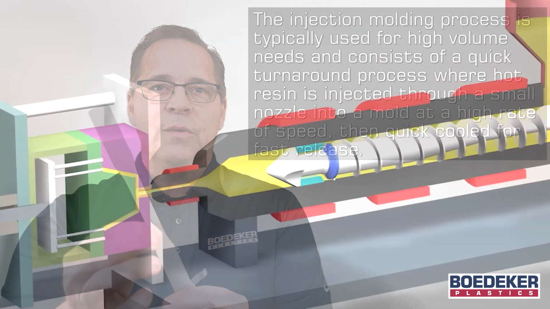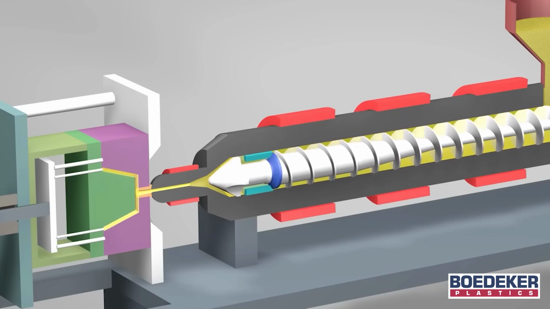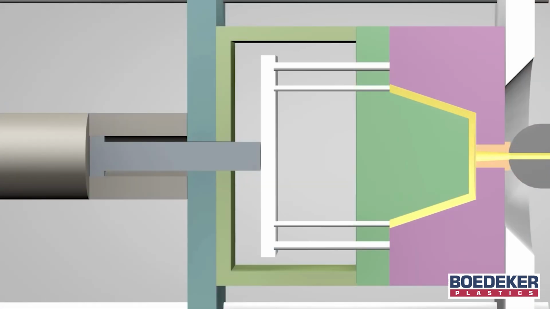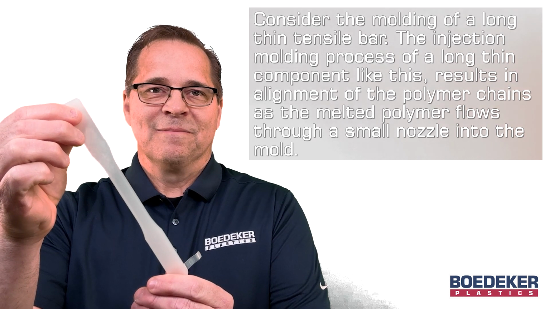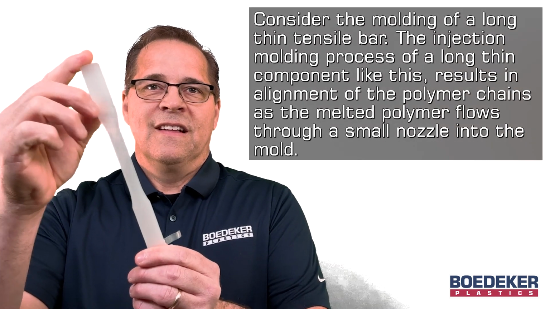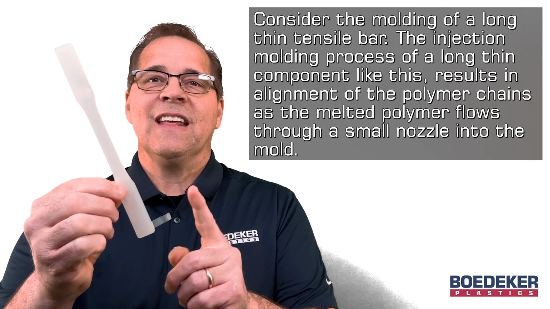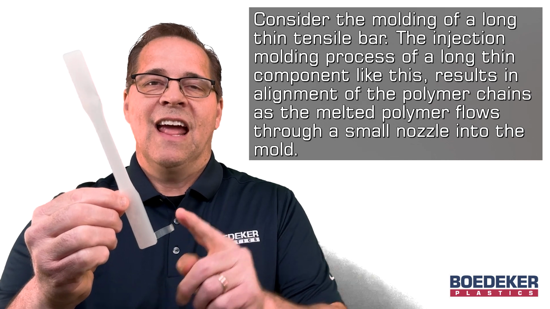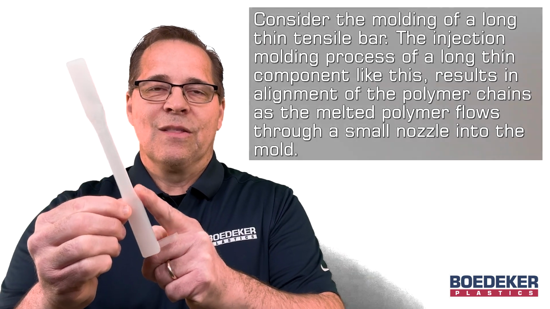The injection molding process is typically used for high volume needs and consists of a quick turnaround process where hot resin is injected through a small nozzle into a mold at a high rate of speed, then quick cooled for fast release. Consider the molding of a long, thin tensile bar. The injection molding process of a long, thin component like this results in the alignment of the polymer chains as the melted polymer flows through a small nozzle into the mold.